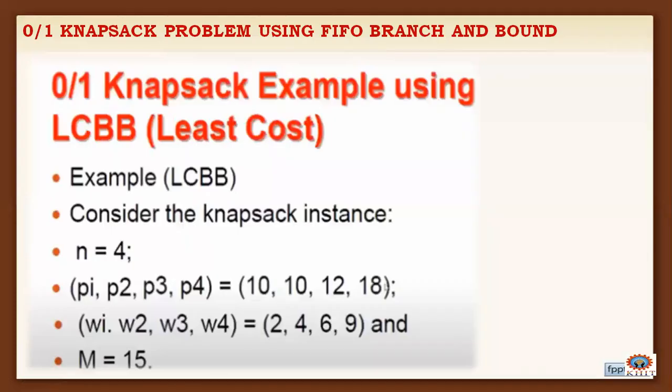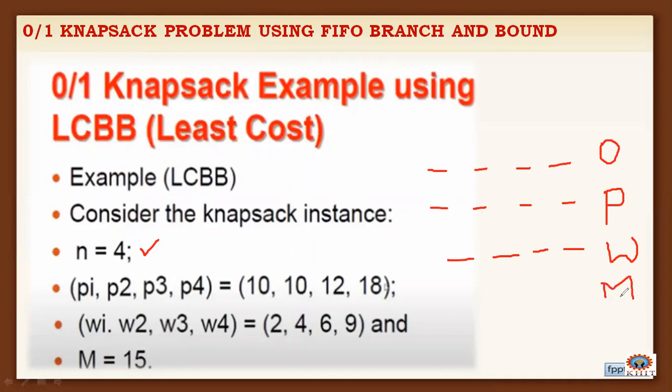Now, this is the given problem. In the given problem, the number of objects is given. There are 4 objects: object 1, object 2, object 3 and object 4. Their profits are also given, P1, P2, P3, P4, and weights are also given for the first, second, third and fourth items. And the capacity of the knapsack is also given.